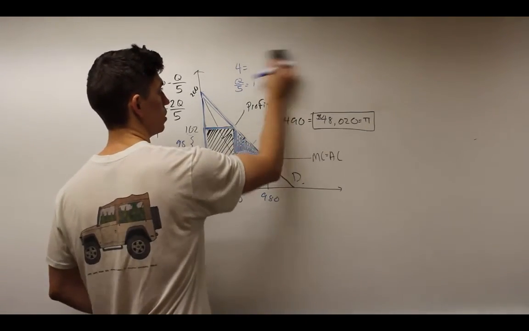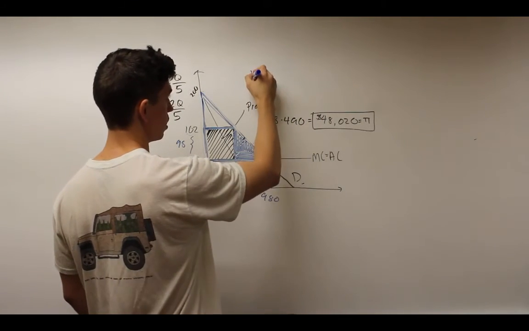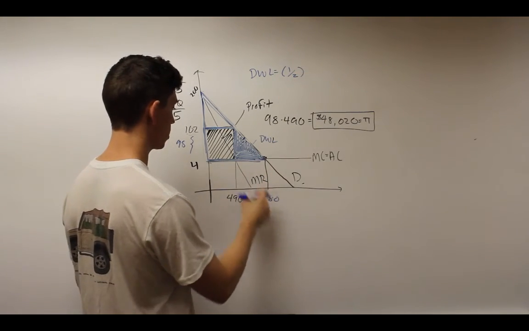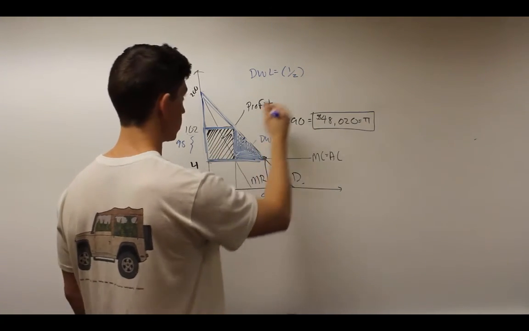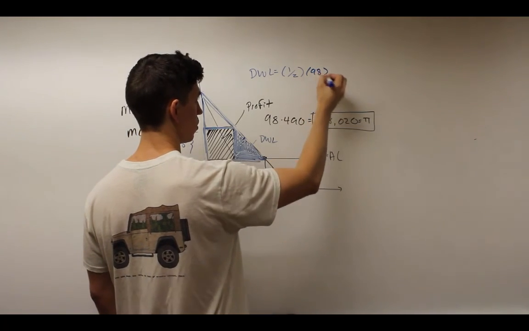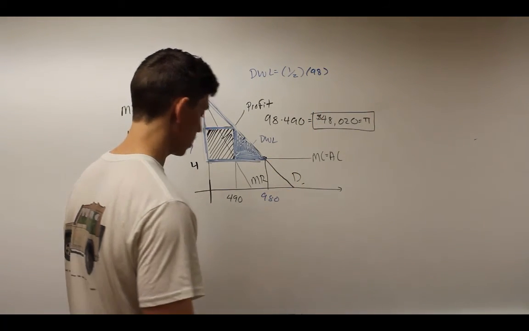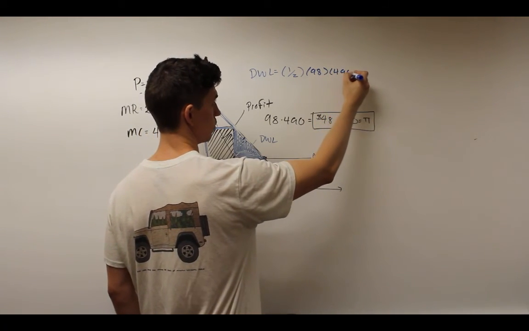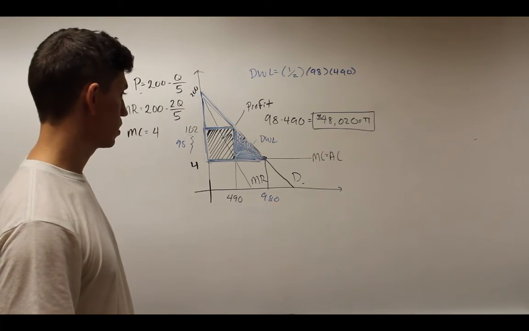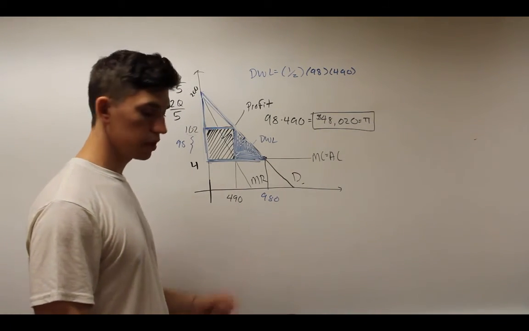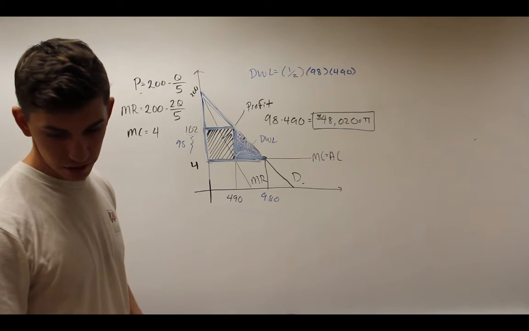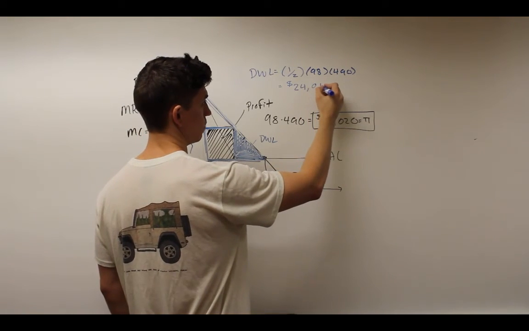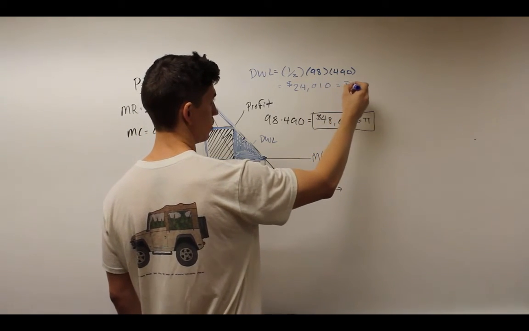So our deadweight loss is equal to 1/2, so remember, it's just 1/2 base times height. So our height is 98, and our base in this case is 490, and that is because that's just the difference between 980 and 490. And then if we multiply that out, that gives us 24,010. Right, and that is our deadweight loss.